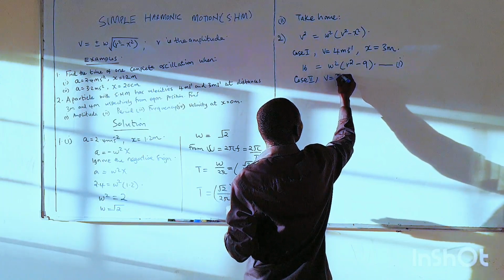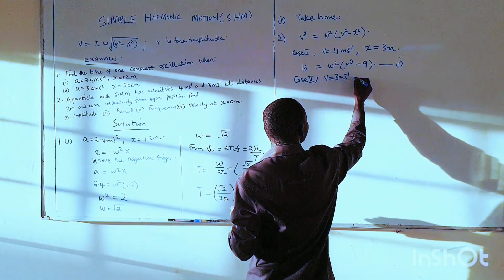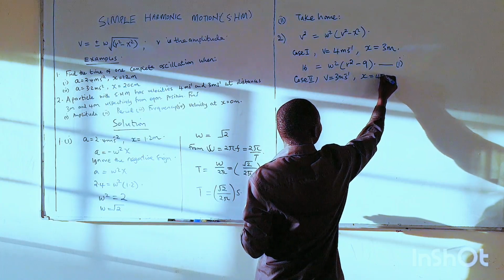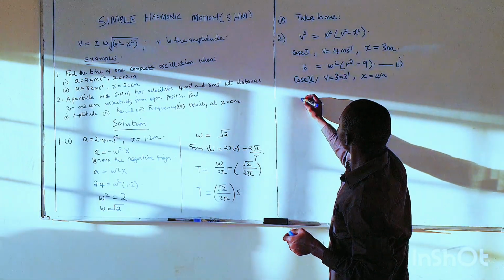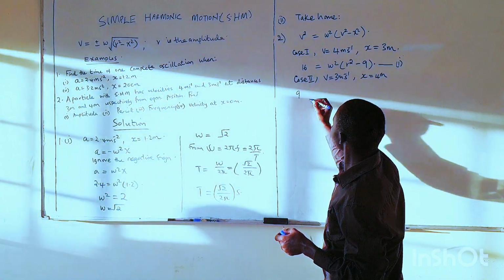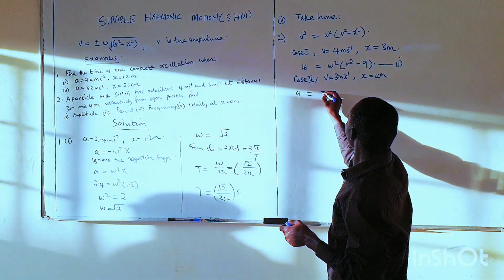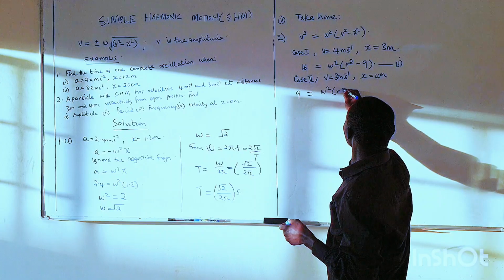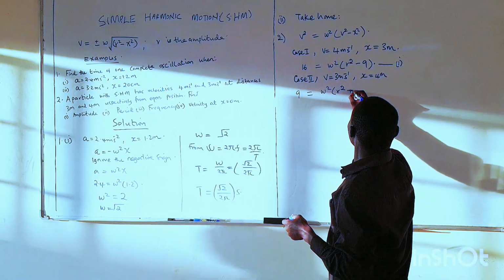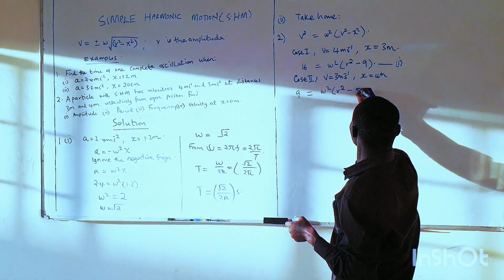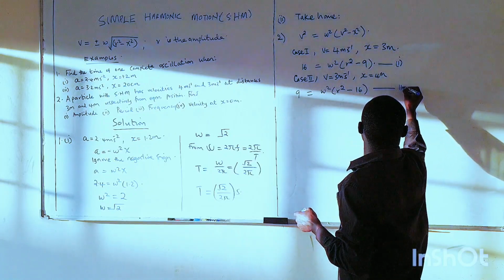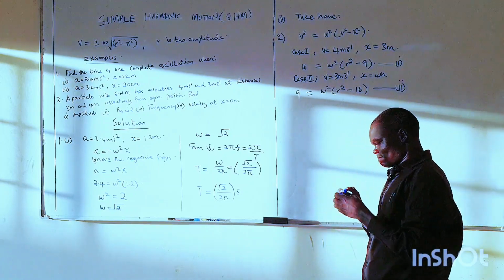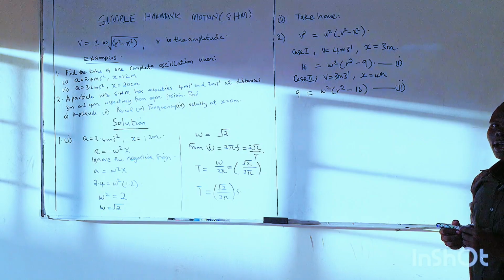Case 2, v is equal to 3 meters per second, x is equal to 4 meters. We also substitute in this equation, and we shall have v, it means 9 is equal to omega squared. We don't know our r, but we know our x, which is 4. So 4 squared is equal to 16. Equation 2.